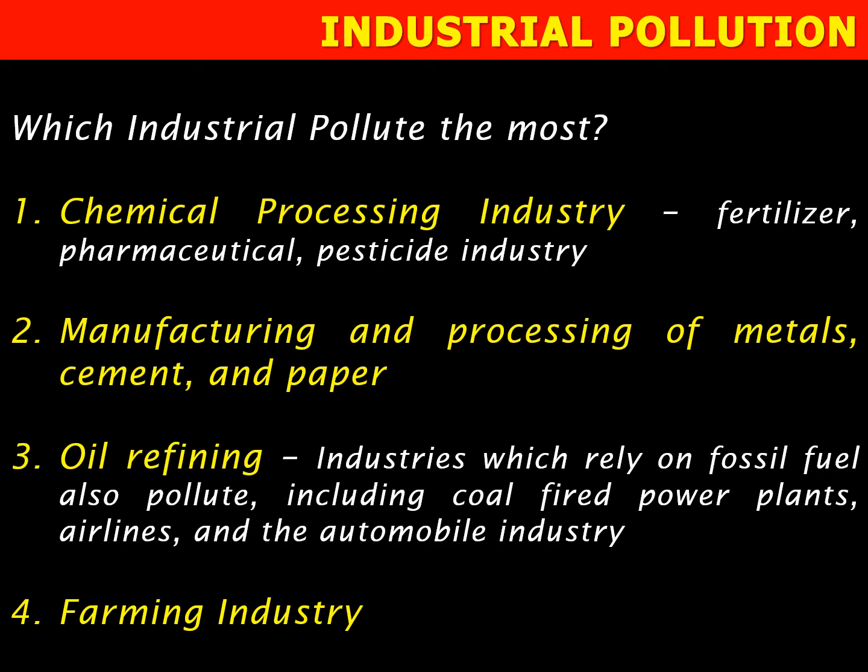Which industries pollute the most to the environment? First one is the chemical processing industry, such as fertilizer, pharmaceutical, and pesticide industry. Second, manufacturing and processing of metals, cement, and paper. Third is oil refining. Industries which rely on fossil fuel also pollute, including coal-fired power plants, airlines, and the automobile industry. And lastly, the farming industry.